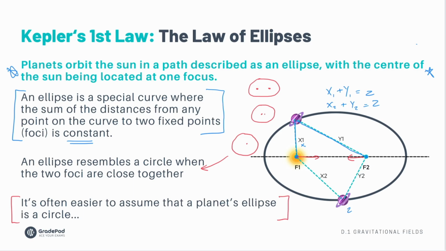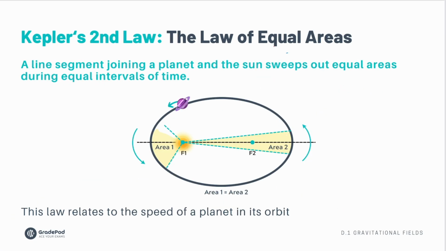We talked about this earlier in the course. Sometimes we make assumptions in physics to make calculations easier. And this is one of the assumptions: that a planet's ellipse is a circle. It just makes everything easier. But Kepler wasn't fully ready to adopt the circle assumption just yet, because first he came up with his second law, the law of equal areas.